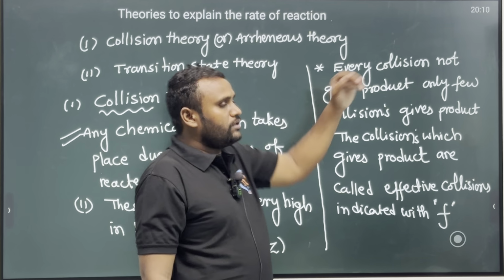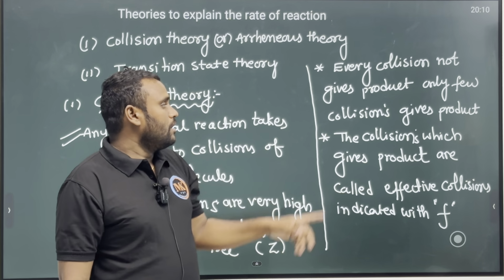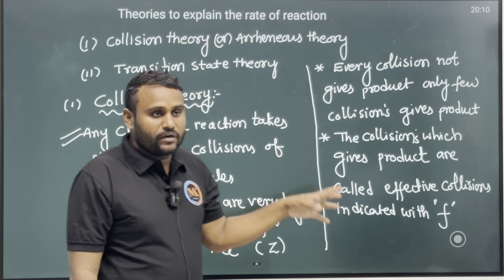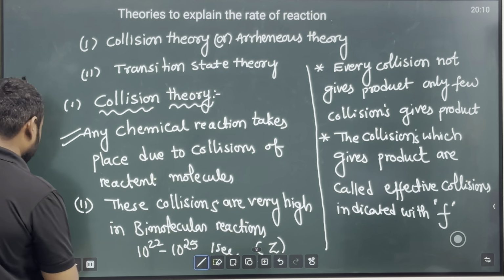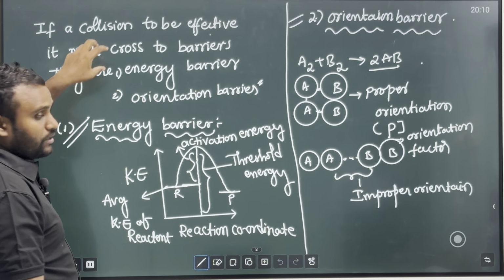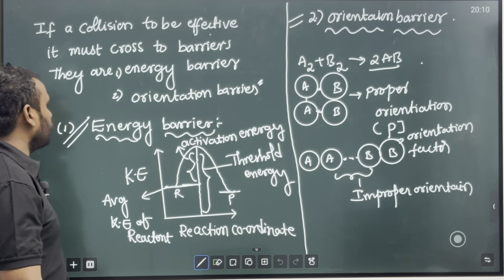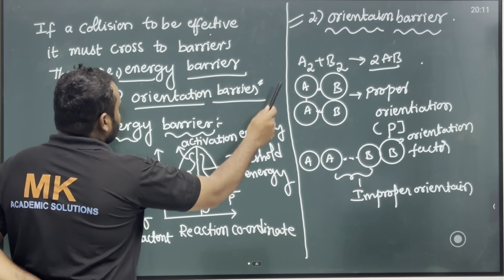Every collision does not give the product, only a few collisions will give the product. The collisions which give the product are known as effective collisions. If a collision wants to be effective, it must cross the two barriers. What are the two barriers? They are the energy barrier and the orientation barrier.